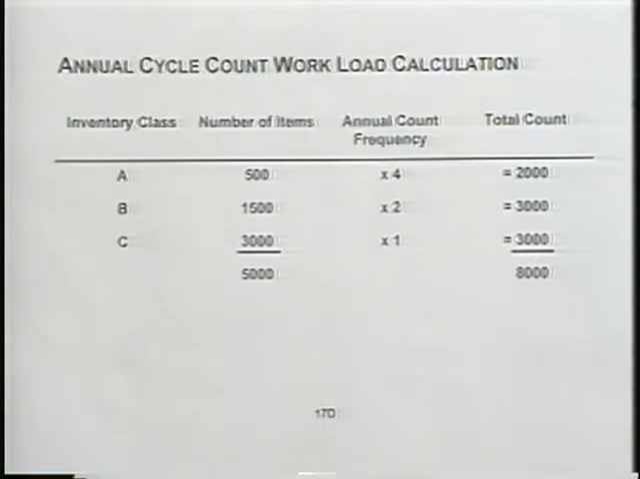First of all, starting at the left, we have identified the A, B, and C items. Moving to the right, we have identified the number of A, B, and C items. And we've also totaled the number of parts in this analysis. So for the A items, we have 500 part numbers. On the B, 1,500 part numbers. And the C, we have 3,000 part numbers. And if you add that up, we have a total of 5,000 part numbers.